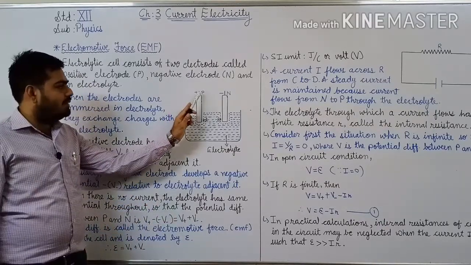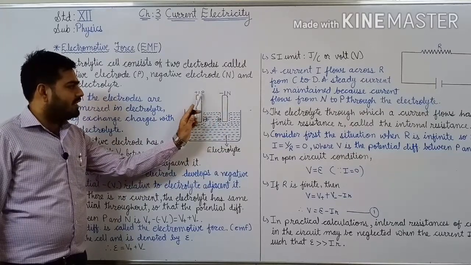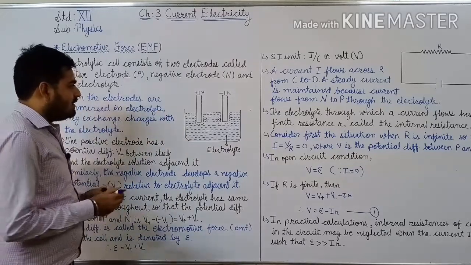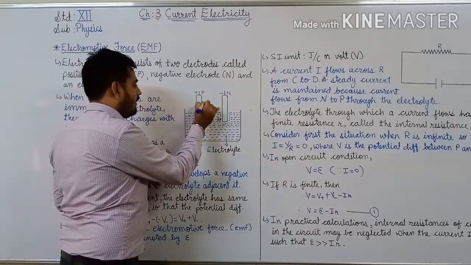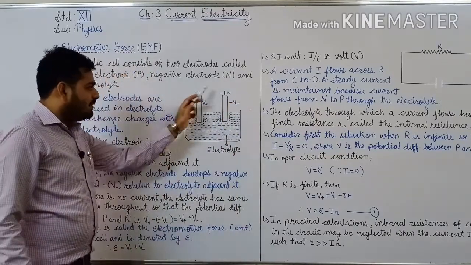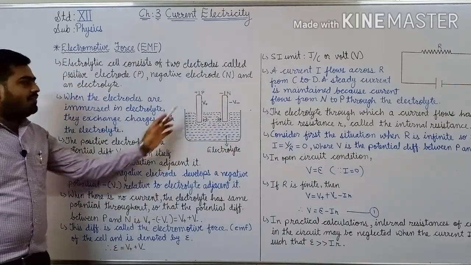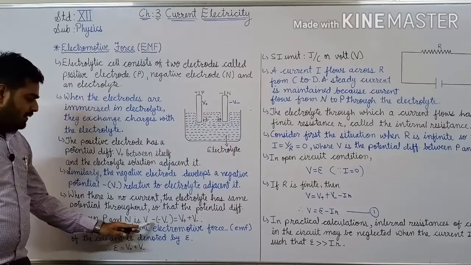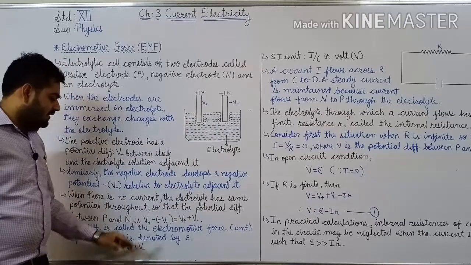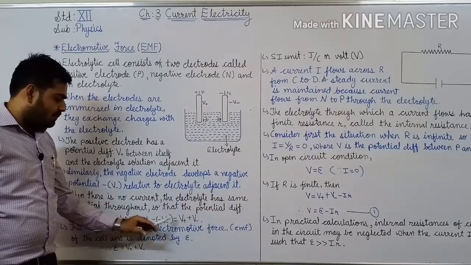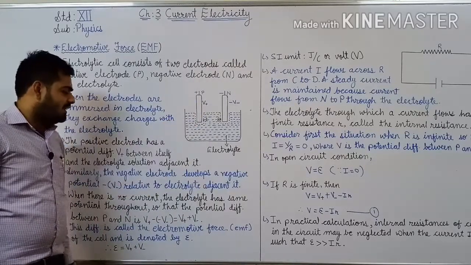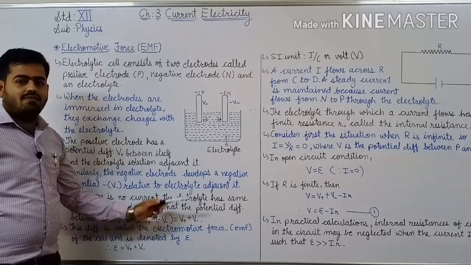So the potential difference between the two electrodes, P and N, what is it? Here the potential difference is V plus, and here it is minus V minus. So the potential difference between P and N is V plus minus minus V minus. Minus minus becomes plus, so the potential difference between P and N is V plus plus V minus.